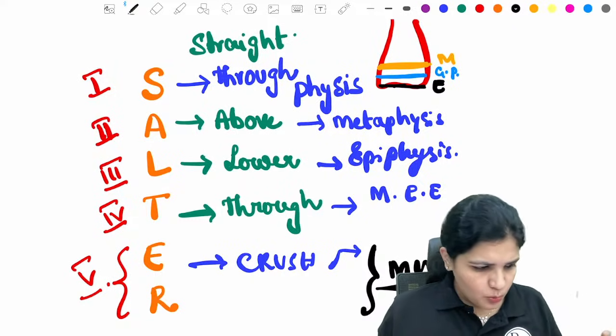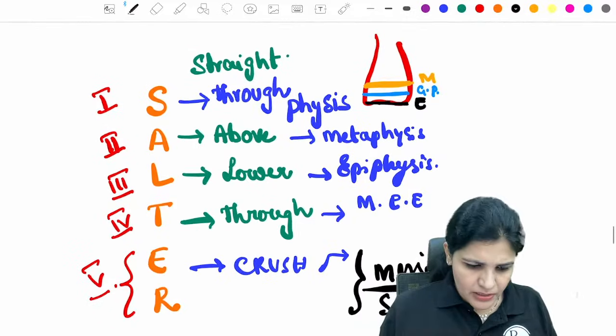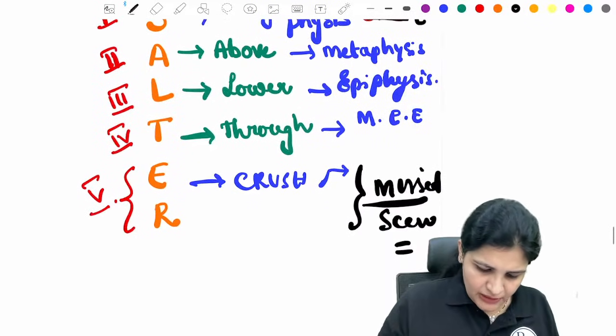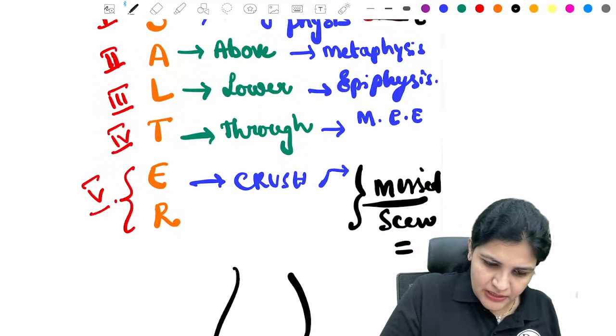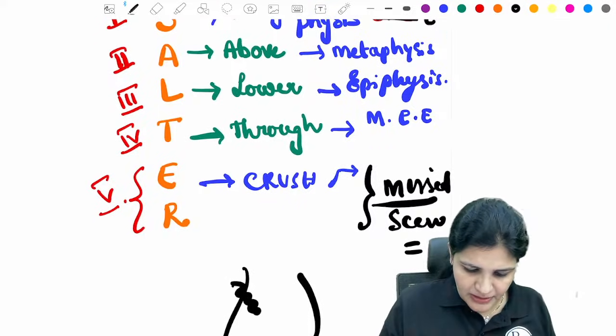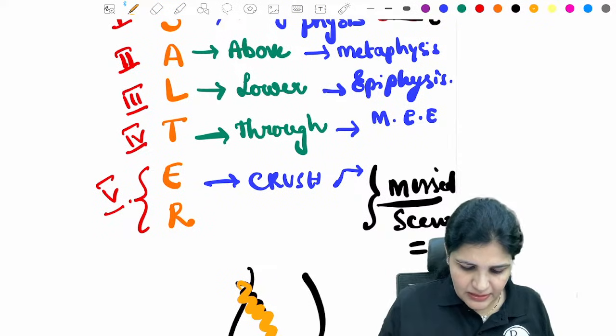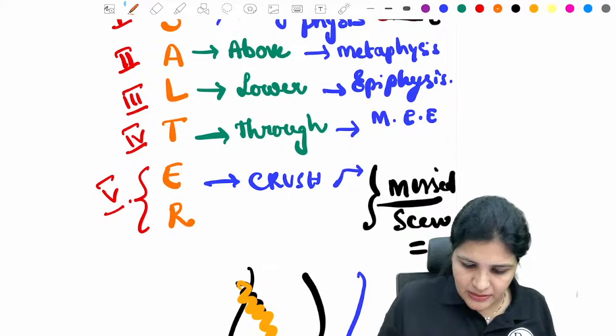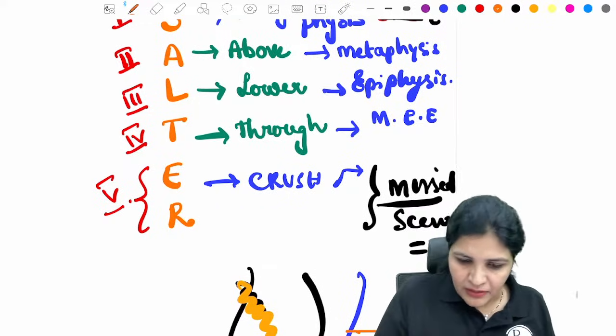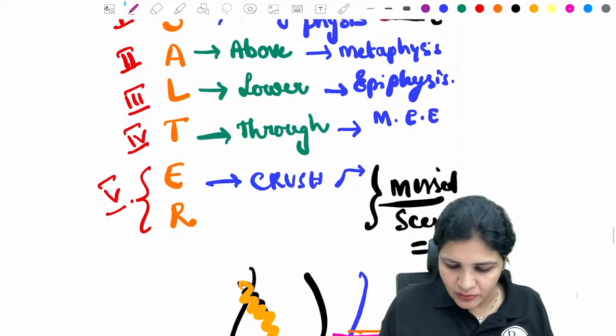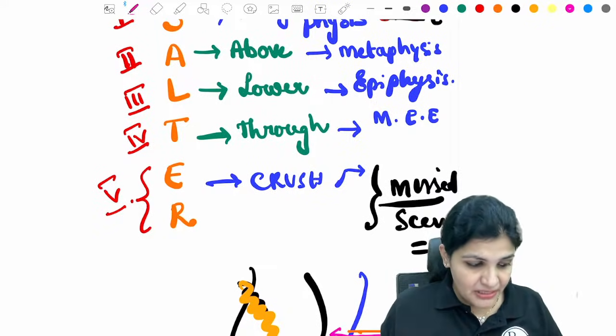The fourth one is through. If you see the fourth one, the fracture is like this, from the metaphysis like this. Whereas in type 1, if this is your physis, the fracture is exactly through the physis like this, and this can be seen on the x-ray.